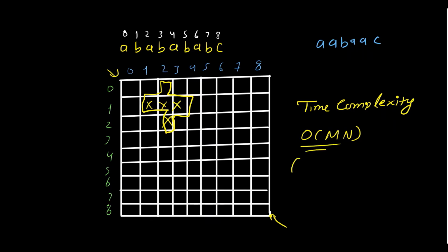If I talk about the space complexity, although we are not storing explicitly, we are still using the calls through recursion. So at max, let's suppose all are ones, it can go up to mn.